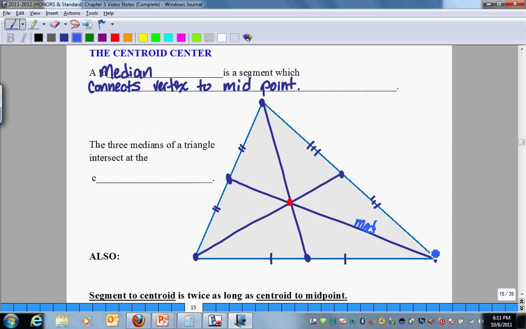They connect the vertex or the corner of a triangle to the midpoint of the opposite side. Where all three cross, that is called a centroid.